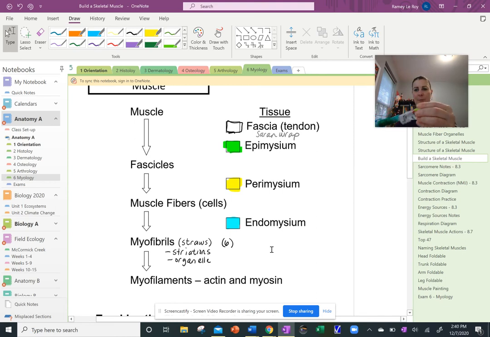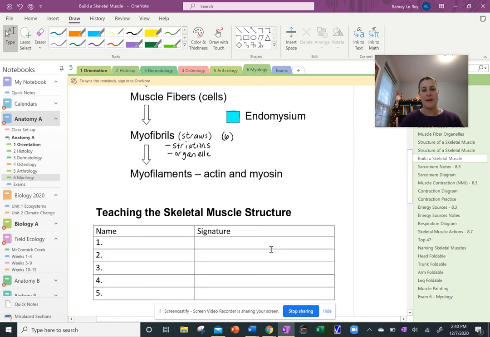This is another example of a student model. And you're going to use this model to teach your friends and family, maybe over the dinner table. Again, I'm a firm believer that when you teach things and you state things over and over again, then you learn them better. So you're going to find 5 people and teach them all about the connective tissue coverings and the structure, how your skeletal muscle is built. And I'll be talking more about this in class 2. But that will be your skeletal muscle.